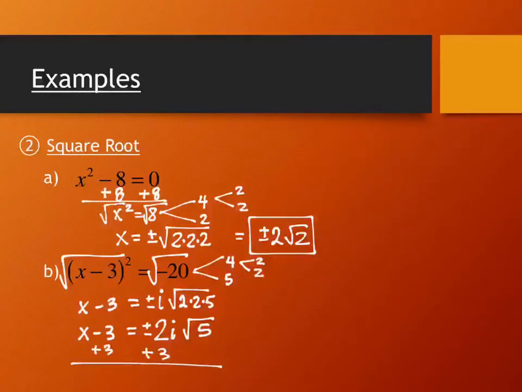Because this piece has an i and a radical in it, and the 3 doesn't. So the best that I can do on this one is to put the 3, basically, in front of the plus or minus. So x equals 3 plus or minus 2i radical 5. Is that all right? Okay.